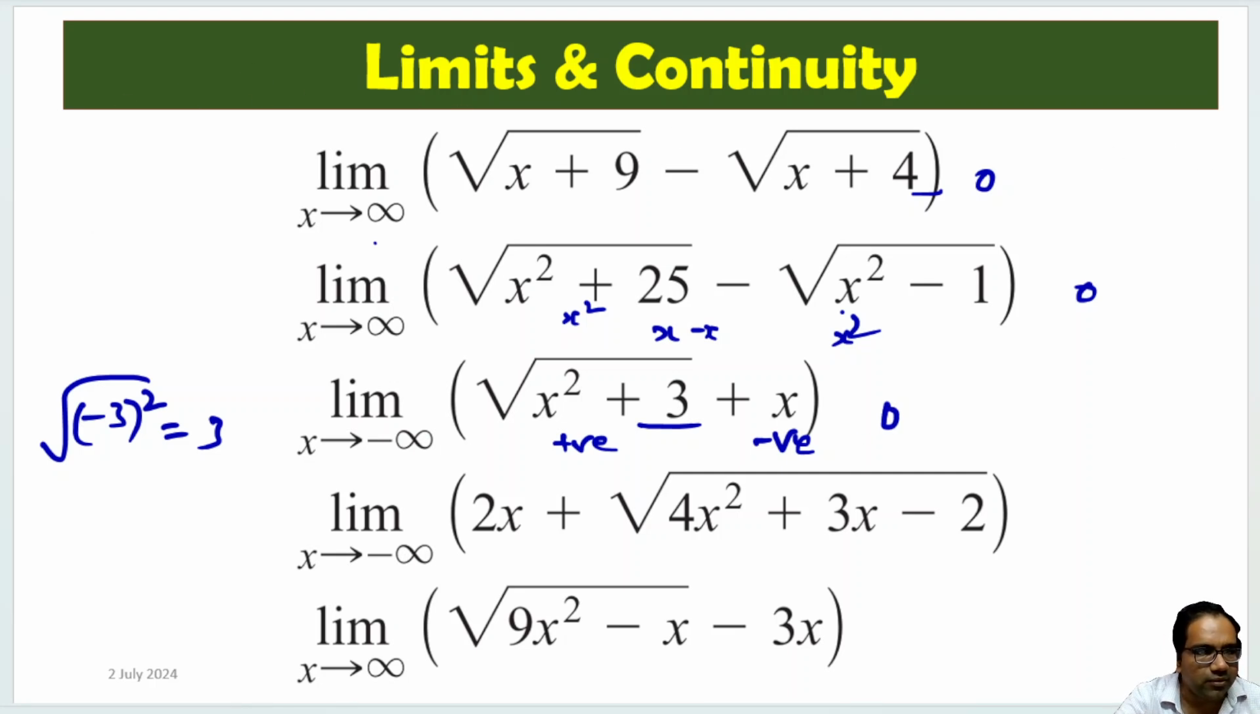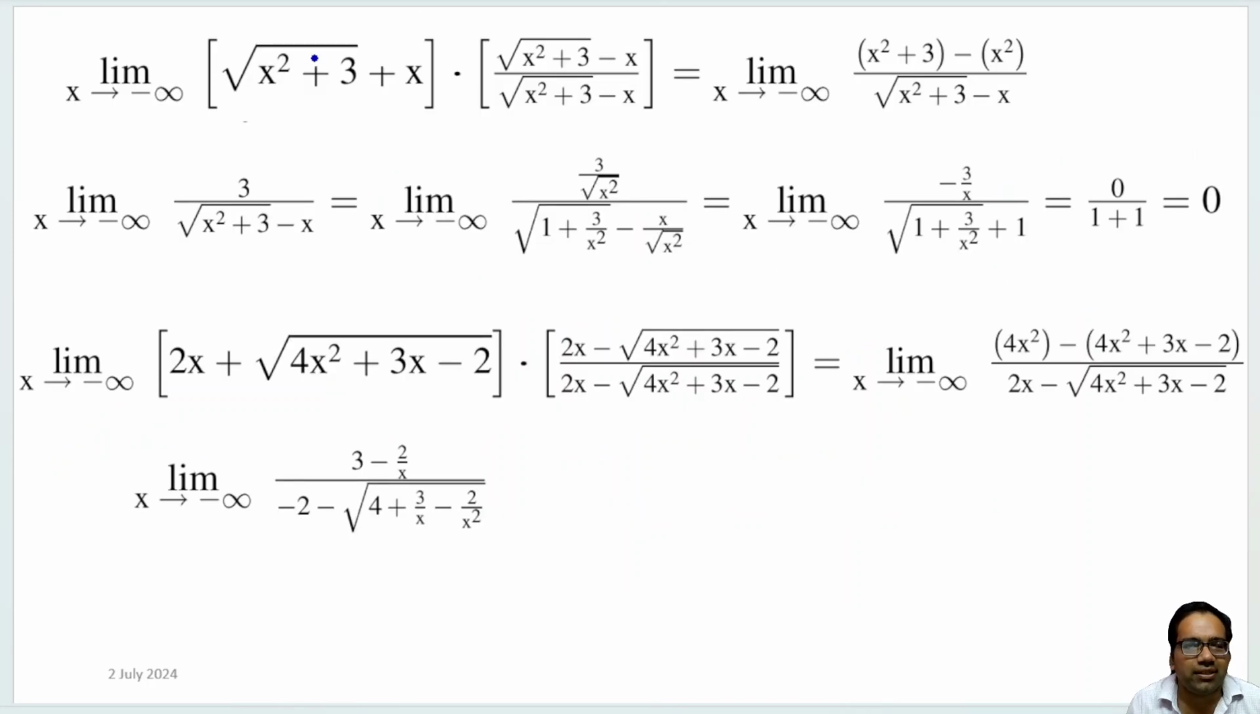And what is the algebraic way of showing this? We will multiply with the conjugate: root of x square plus 3 plus x into root of x square plus 3 minus x, divided by minus x. Then this is a plus b into a minus b. This becomes x square plus 3 minus x square. And this x square will get cancelled. We will be left with 3 by under root x square plus 3 minus x.